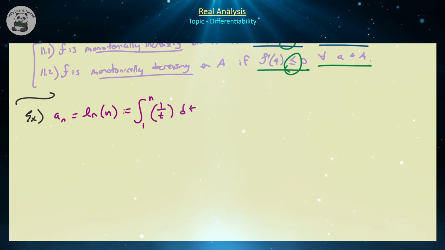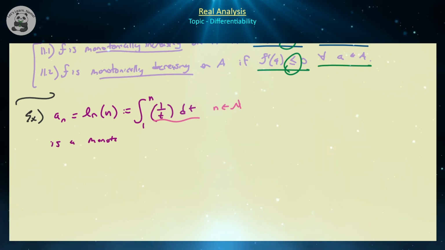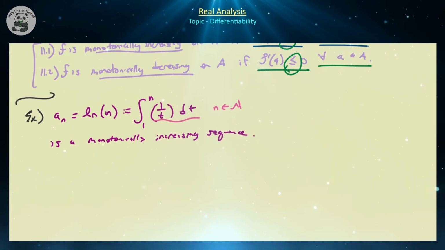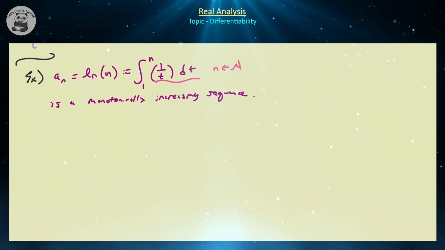Now, keep in mind, n is going to be assumed to be a natural number here, but t is going to be a continuous variable from 1 to little n. So the claim is that this sequence is a monotonically increasing sequence. And that's actually very useful, especially if you plan to establish the convergence and/or divergence of sequences. So let's see if we can prove this very useful thing.